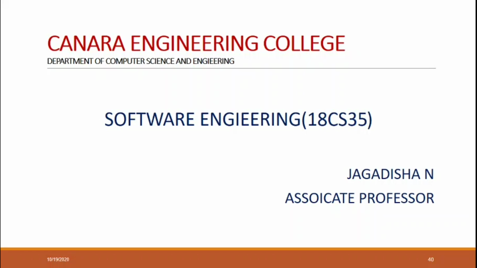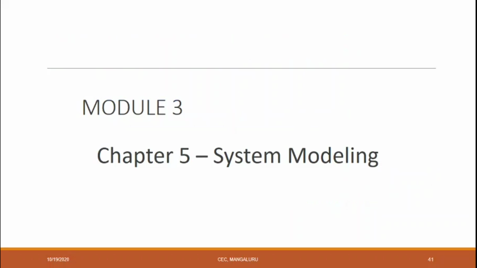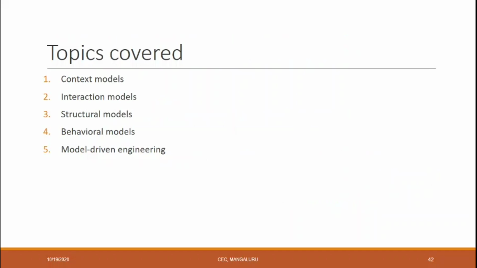Then we saw the structural model. In the structural model, we saw the class diagram, how to draw the class diagram with association, inheritance and aggregation, how to draw the class model and what fields it consists of. So these are the topics that we have covered in the last video sessions: context model, interaction model and structural model. Next, we'll see the behavioral model in this video session. Next, in another video session, we'll see model driven engineering.